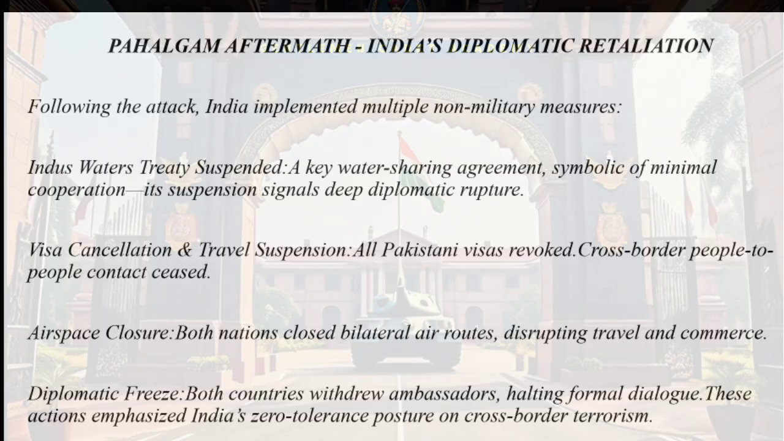Following the Pahalgam attack, India retaliated diplomatically. The Indus Water Treaty was suspended, all visas to Pakistani nationals were cancelled, and cross-border travel was effectively frozen. Airspace between both nations was closed, severely impacting regional connectivity and commerce, and both countries recalled their ambassadors, plunging bilateral diplomatic relations to their lowest point in recent history. Through these actions, India signaled a doctrinal shift from strategic restraint to assertive deterrence, using diplomatic tools to isolate Pakistan internationally and convey a zero-tolerance policy on cross-border terrorism.